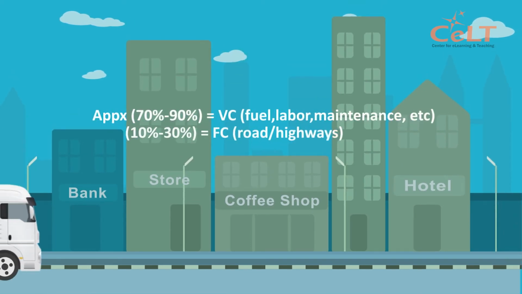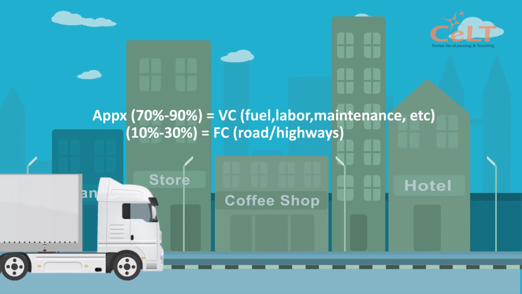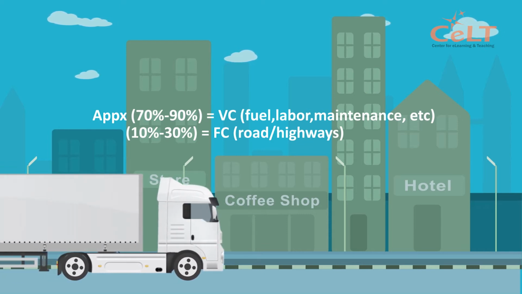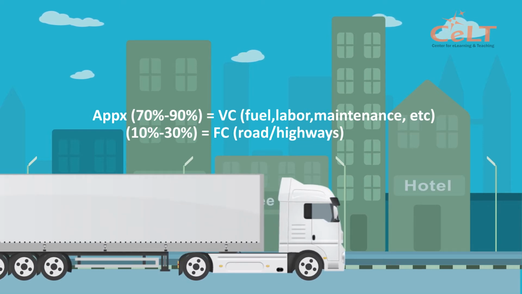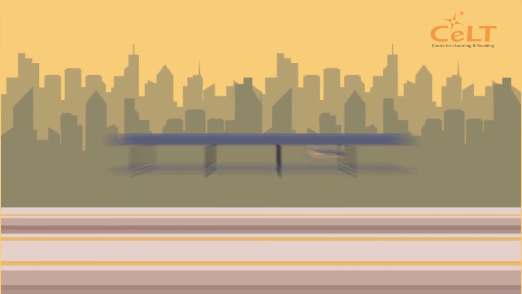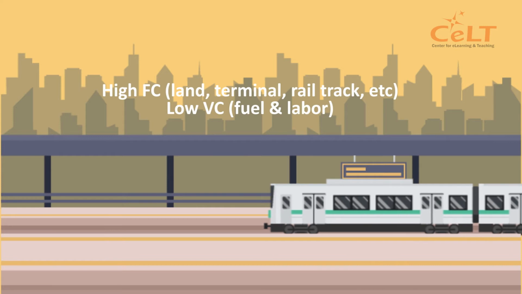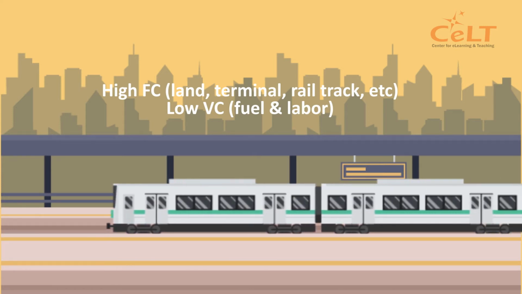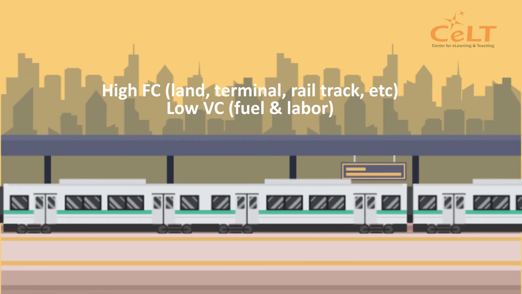Approximately 70% to 90% equals VC: fuel, labor, and maintenance. 10 to 30% FC: road or highways. High fixed costs: land, terminal, and rail track. Low variable costs: fuel and labor.